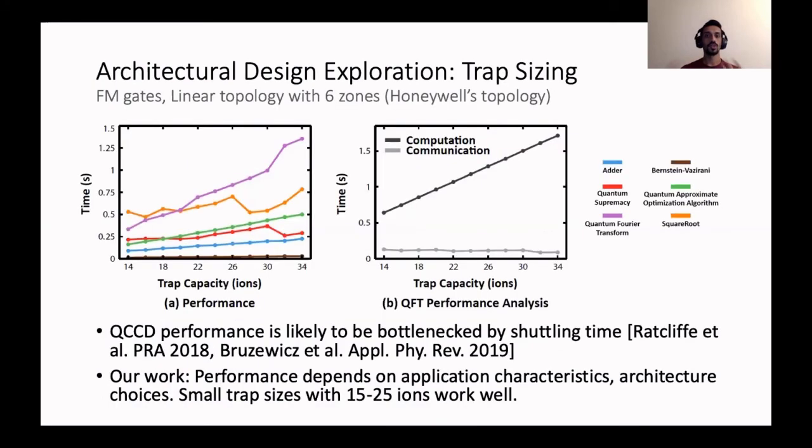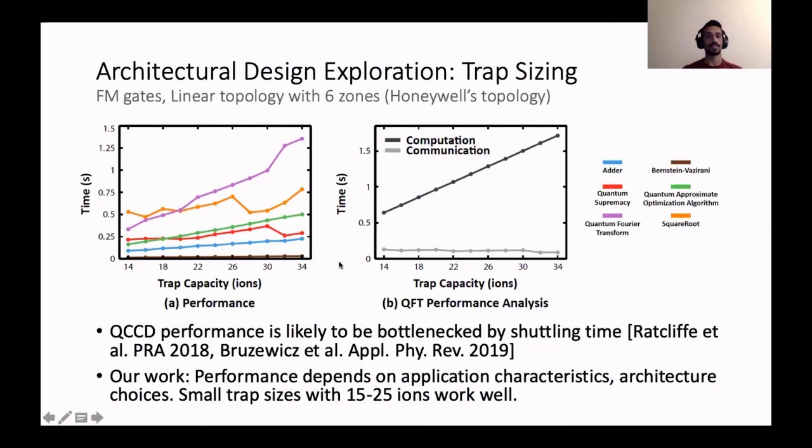So here I show the results from studying the impact of trap sizing. For this study, we consider a device having Honeywell's topology, a linear topology with 6 trapping zones, and we consider these frequency modulated 2-qubit gates. So in the first figure on the left, we have the trap capacity on the x-axis and the time on the y-axis. So higher time is worse performance.